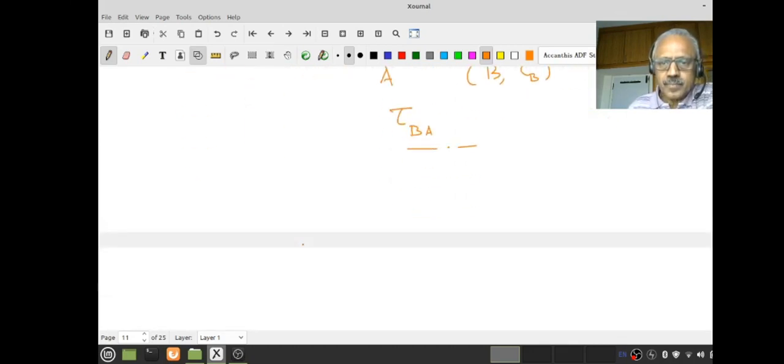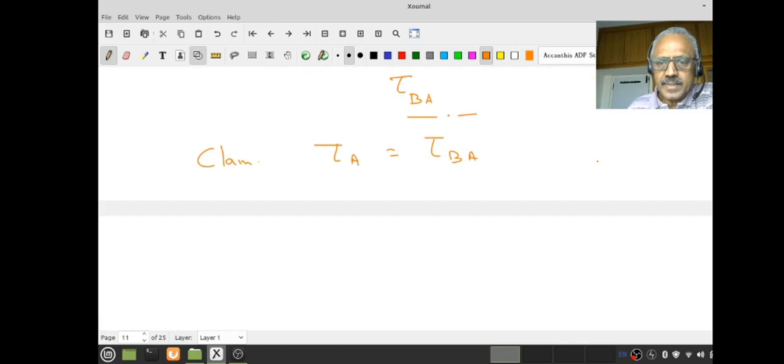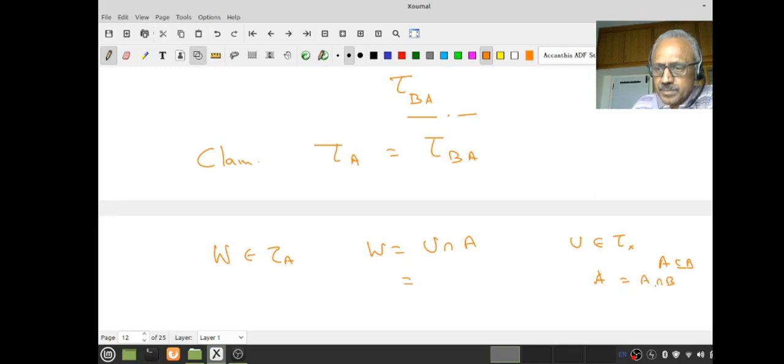So what is it that I want to claim? We want to prove tau A is nothing other than tau B. Now start with any W in tau A. Then W is of the form U intersection A, where U is in tau X. But remember, since A is a subset of B, A is the same as A intersection B. Therefore, I can think of this as U intersection A intersection B.